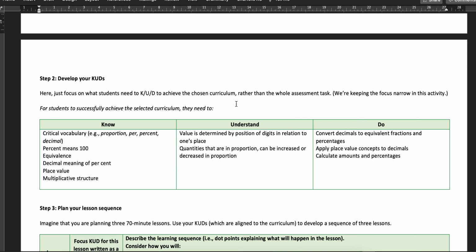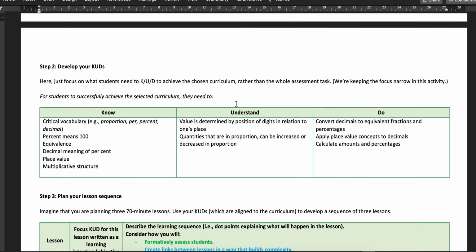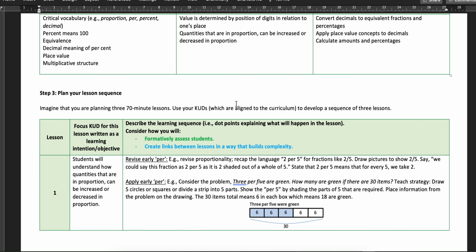You've got the curriculum descriptors there. You need to think, well, what kinds of CUDs are related to those curriculum descriptors? Once you've come up with some CUDs, you then need to use those to inform your lesson. So you're going to plan between 3 and 5 30-minute lessons.